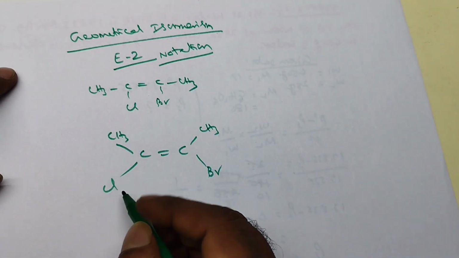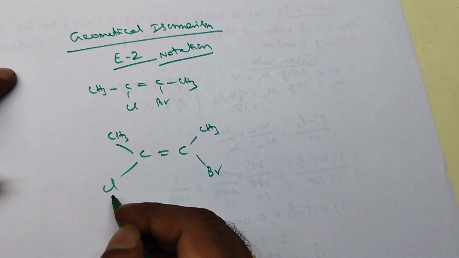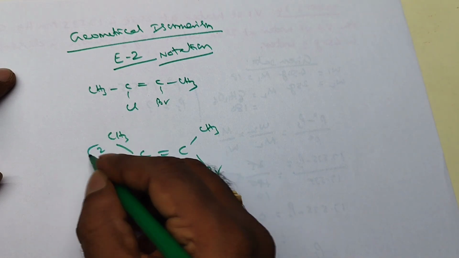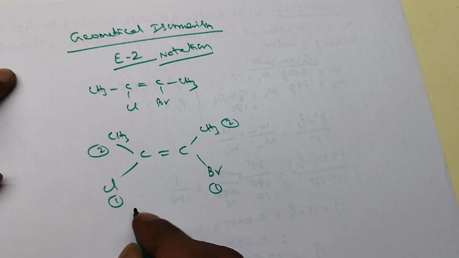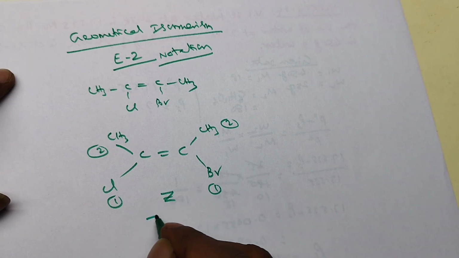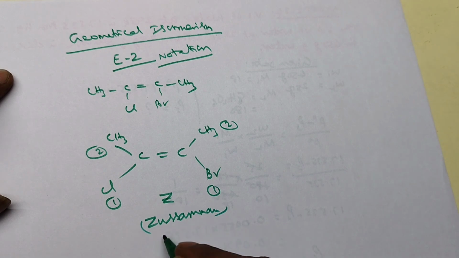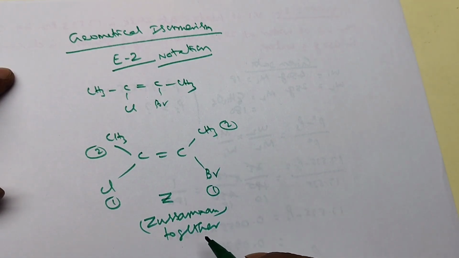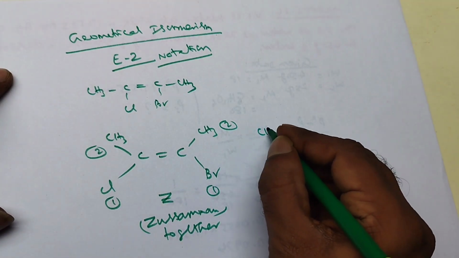The group with the higher atomic number gets priority 1. Chlorine has atomic number 17, while carbon is 6, so chlorine gets preference as 1 and the other is 2. When the two priority 1 groups are on the same side, it is called Z nomenclature. Z comes from the German Zusammen, meaning together: the same group on the same side. Whereas E is nothing but trans.